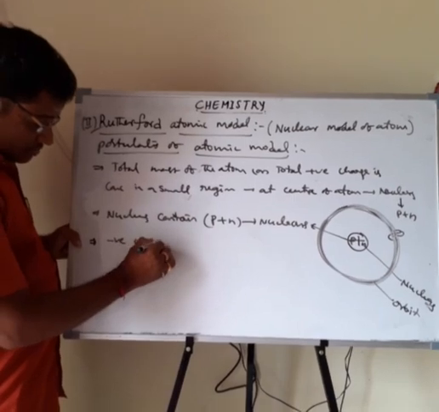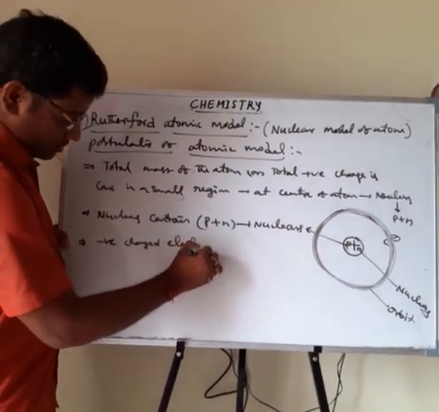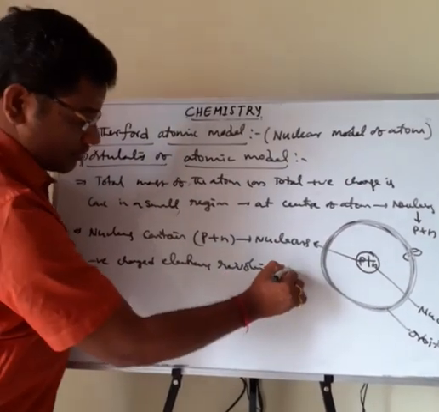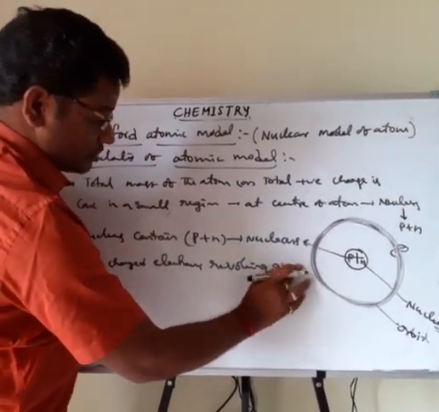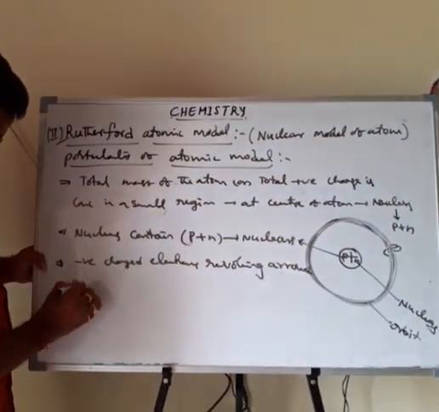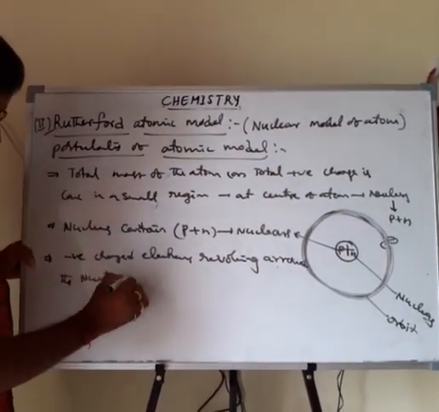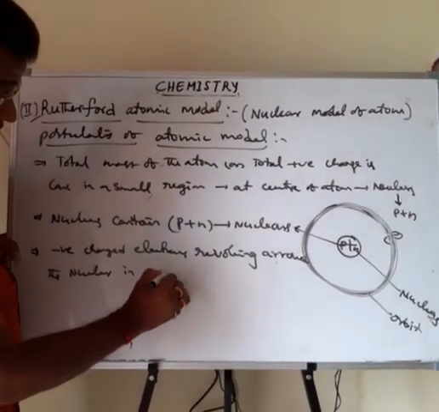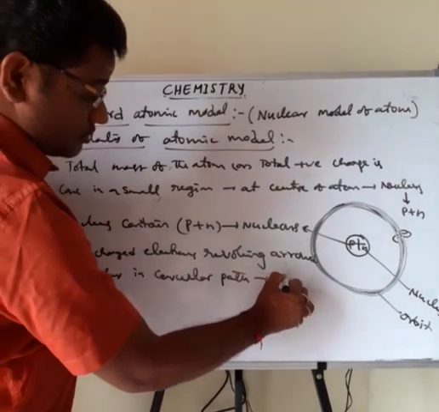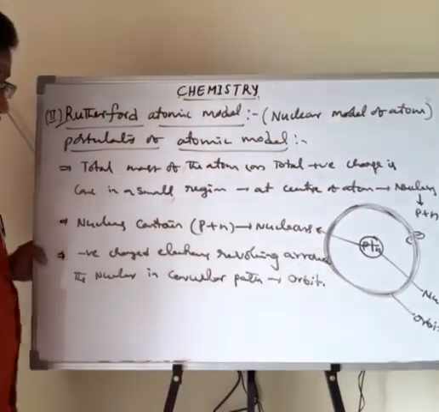Negatively charged electrons revolving around the nucleus, around the nucleus in a circular path. That is called an orbit.